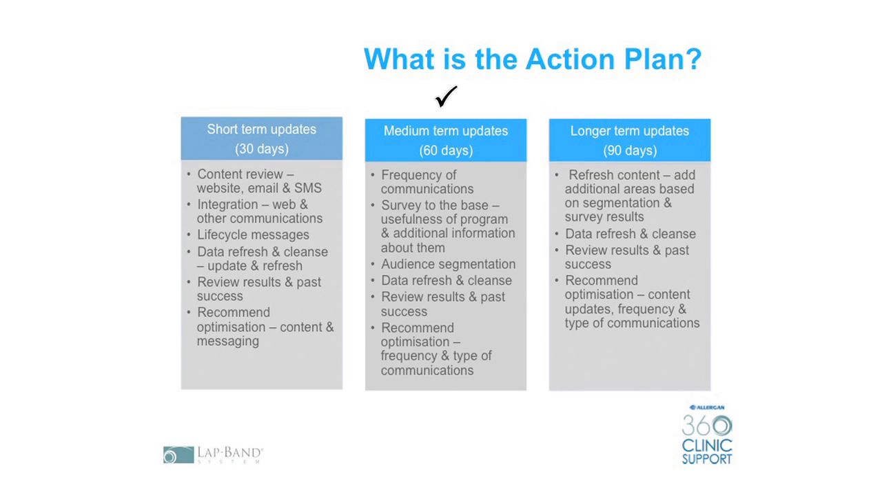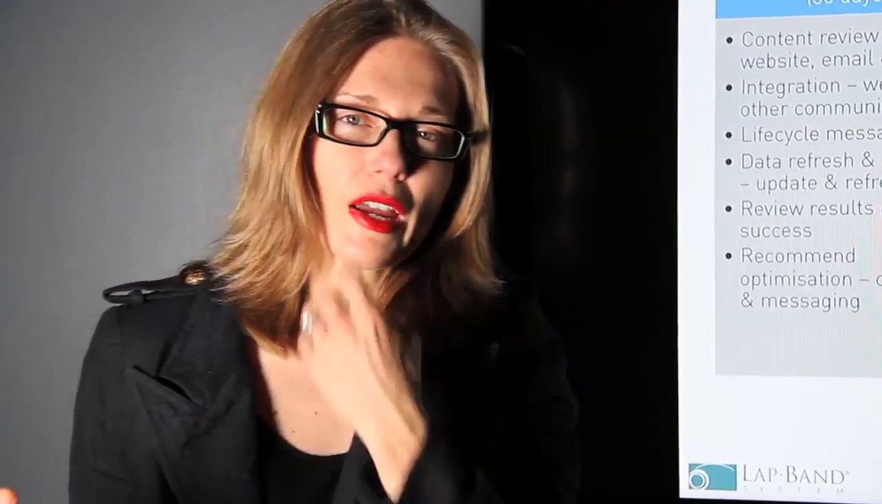Next thing that I would look at in the medium term, or the 60 days, is the message frequency. How often are we actually sending a communication or a message out to people? Is it too frequent or is it not frequent enough? Survey to the base. So go and survey and make sure that we are providing the right information and the right content to these people at the right time.